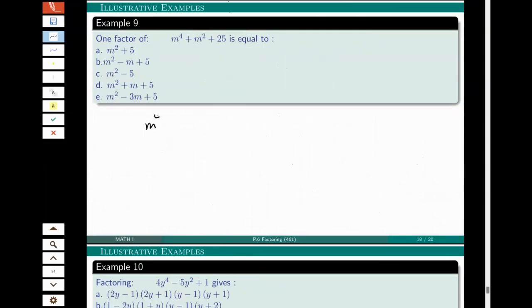Here, guys, m to the power 4 plus m squared plus 25. This is also nice.